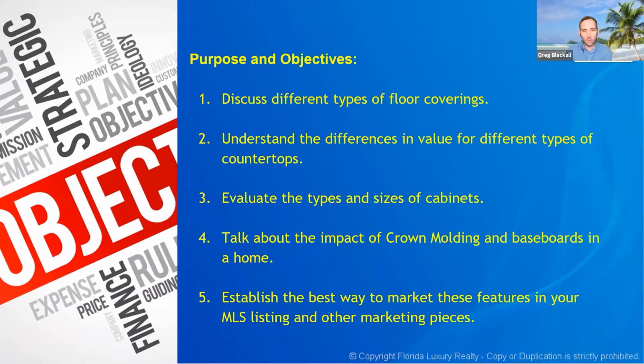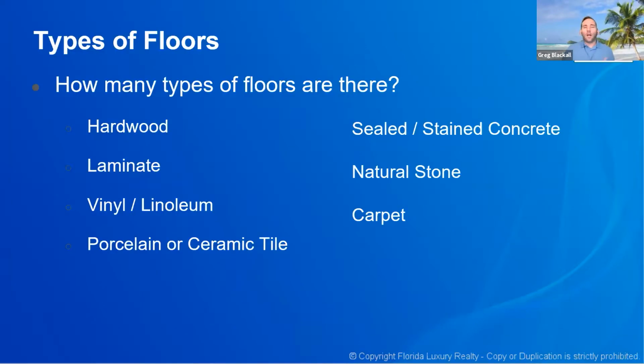So when we talk about types of flooring, we think about how many different kinds there are. So we have hardwood, we have laminate, we have vinyl or linoleum, we have porcelain or ceramic tile. And I understand that those two are different, but we put them together for the purposes of tile. We have sealed and stained concrete, we have natural stone, and then carpet.